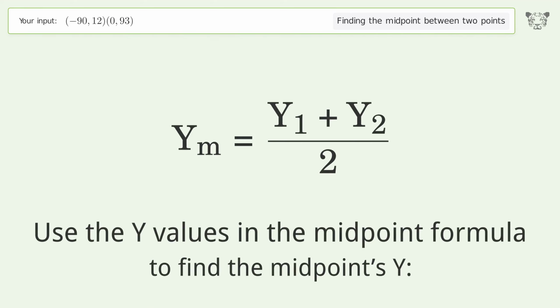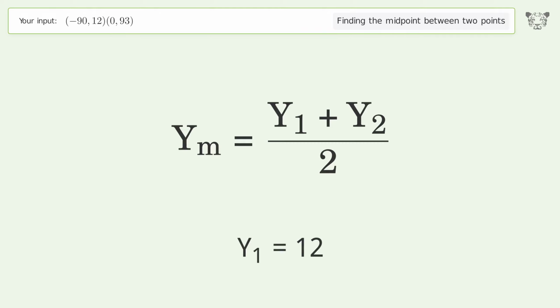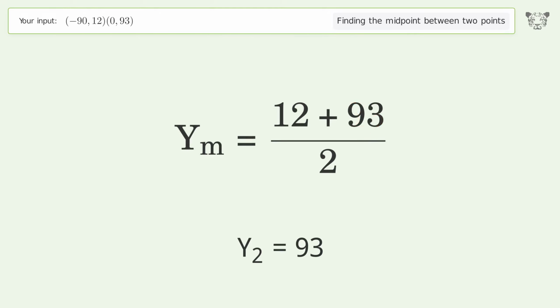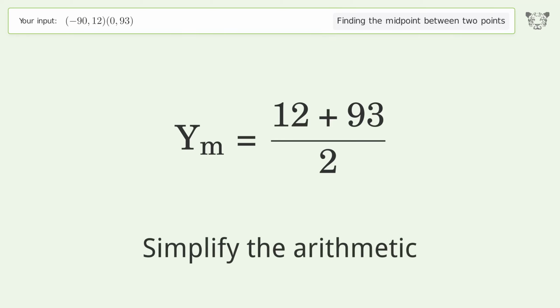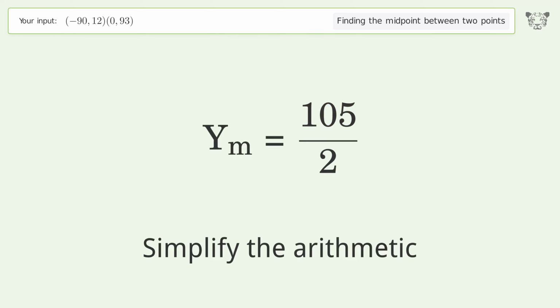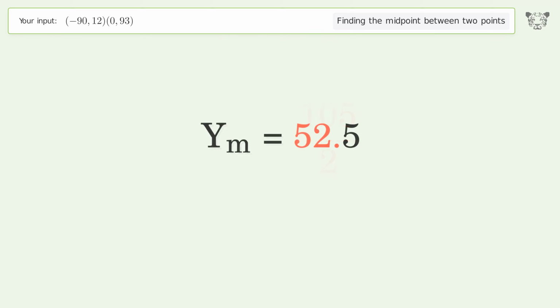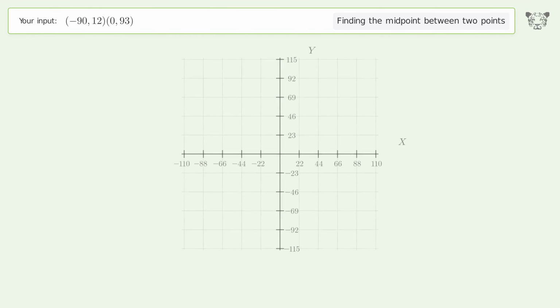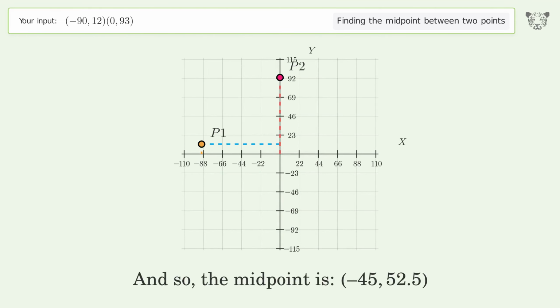Use the y values in the midpoint formula to find the midpoint's y. y1 equals 12. y2 equals 93. Simplify the arithmetic. And so, the midpoint is, negative 45, 52.5.